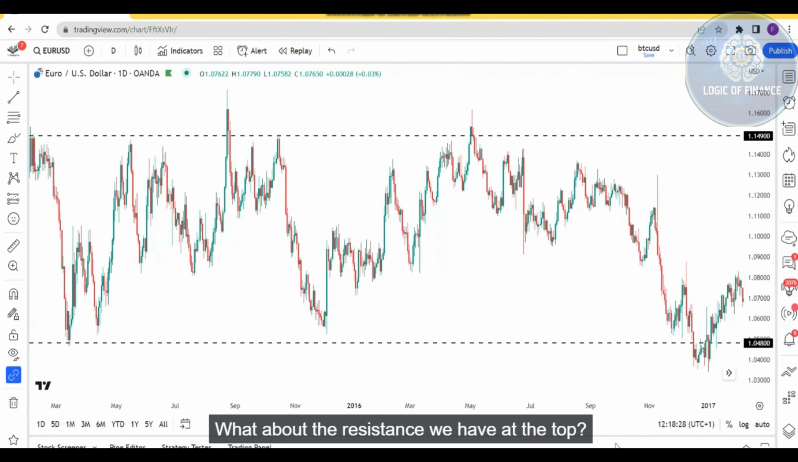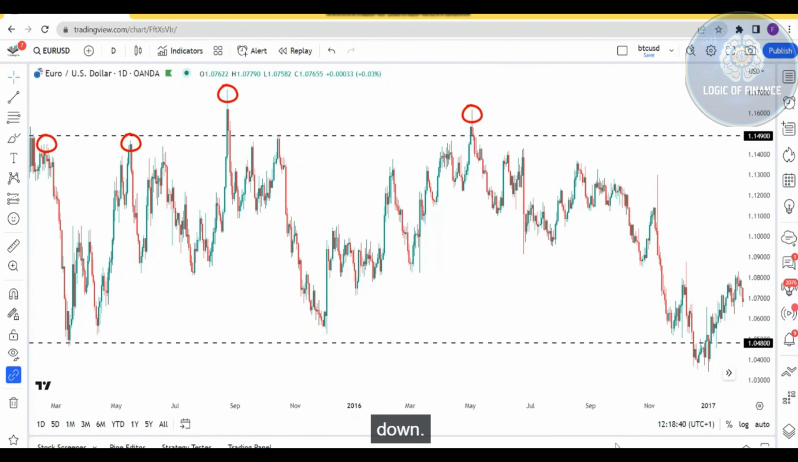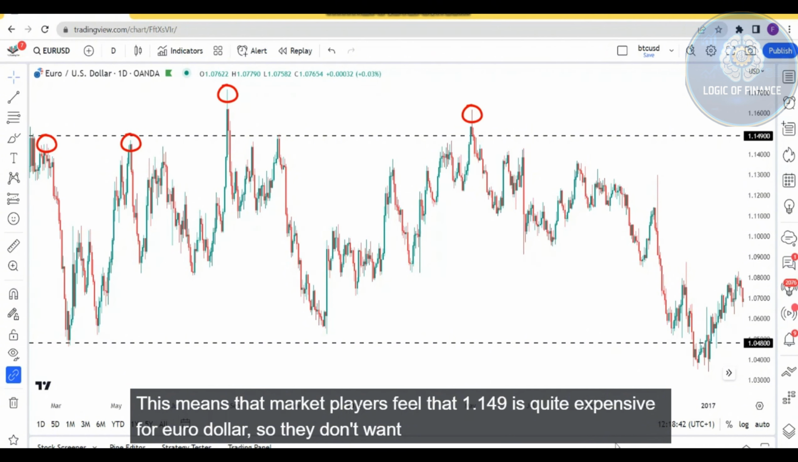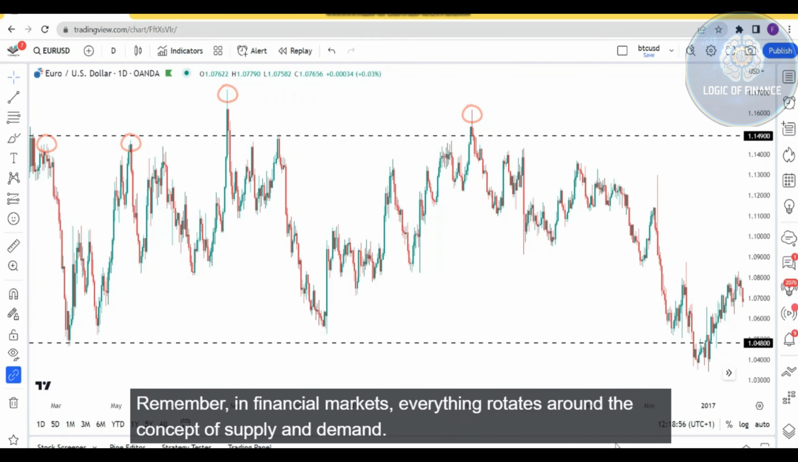What about the resistance we have at the top? The price goes several times to 1.149, but then it stops and changes its direction, starting to go down. This means that market players feel that 1.149 is quite expensive for euro-dollar, so they don't want to buy it at that price. The demand decreases and so the price. Remember, in financial markets, everything rotates around the concept of supply and demand.